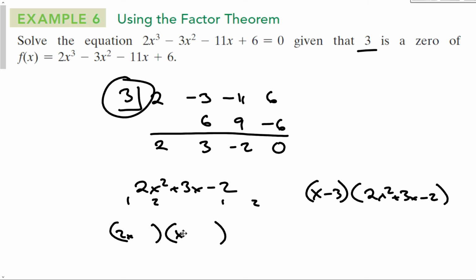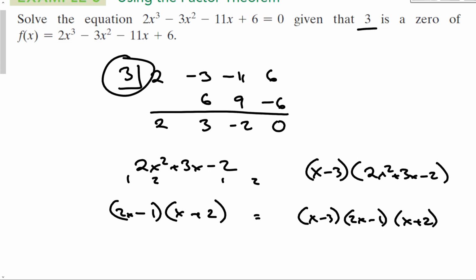When I plug these in, I get minus 1 and a plus 2. Inside pair is negative 1, outside pair is positive 4. Subtracting those give me 3. Good. So this factors into x minus 3 times 2x minus 1 times x plus 2, which makes my 3 answers, right? Because we want to solve the equation.